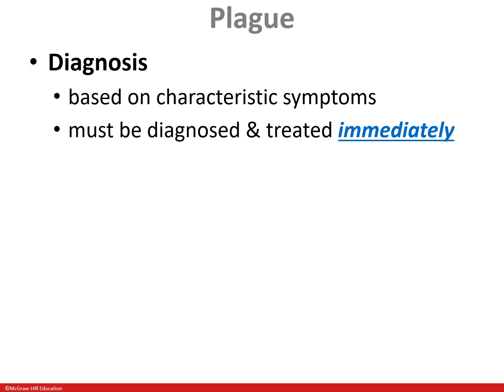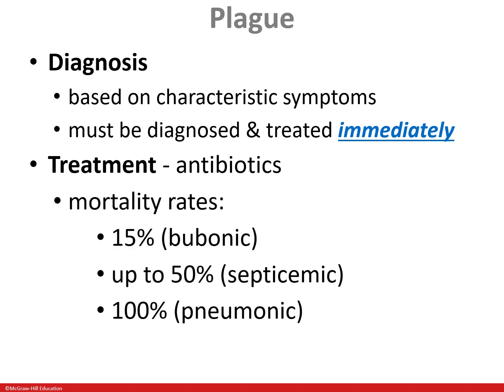So diagnostics pretty much depends on the symptoms, and the treatment really needs to be started immediately, especially if it's the pneumonic form. We do have effective antibiotics if it is properly diagnosed, and even with treatment, we still have potential high mortality rates. Without treatment, you'd have about a 15% mortality rate with bubonic. Septicemic plague could be about 50% mortality rate, and without treatment, pneumonic plague was 100% fatal.